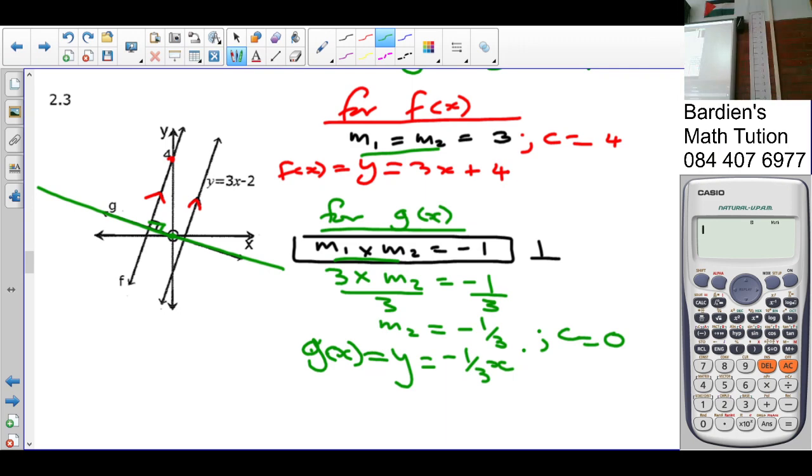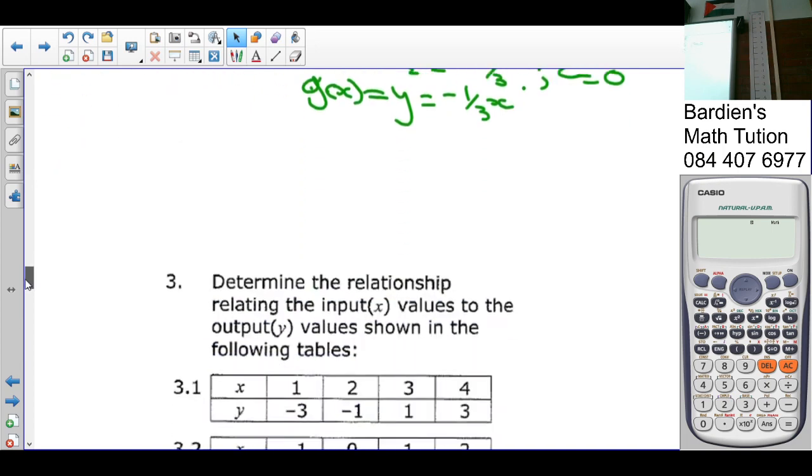Okay, any confusion there? I'm just checking if the thing is running. No confusion. Let's look at the next one.